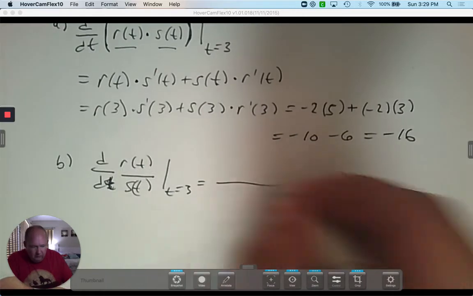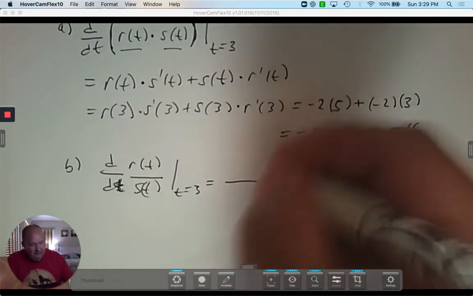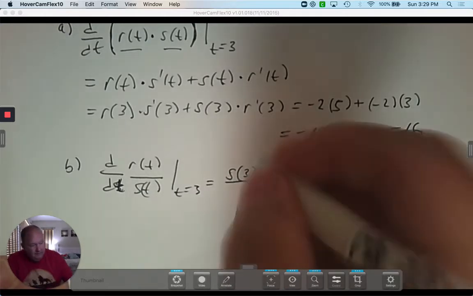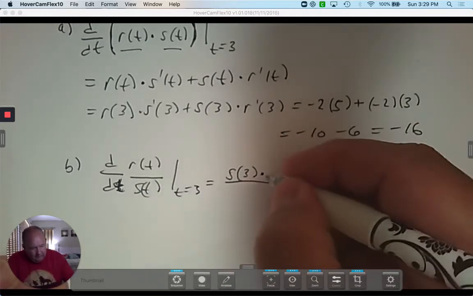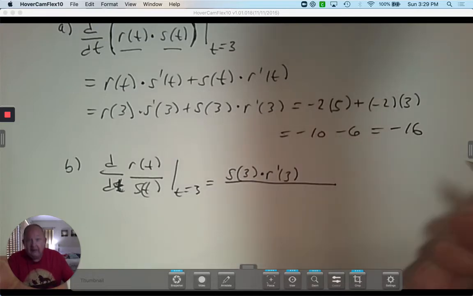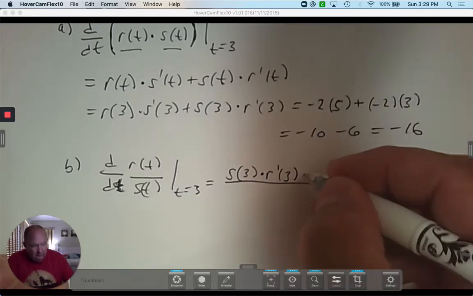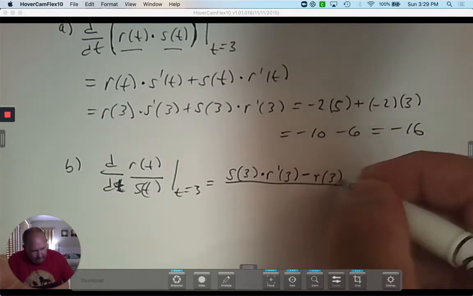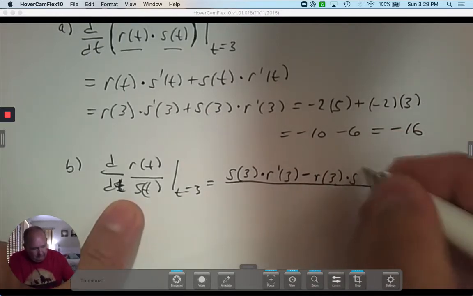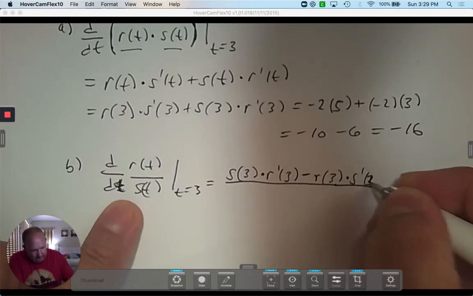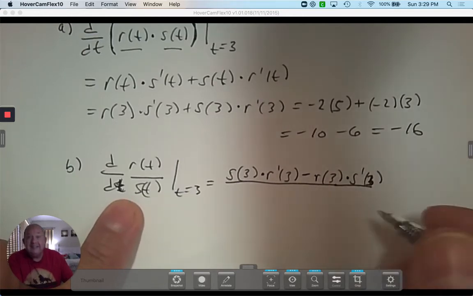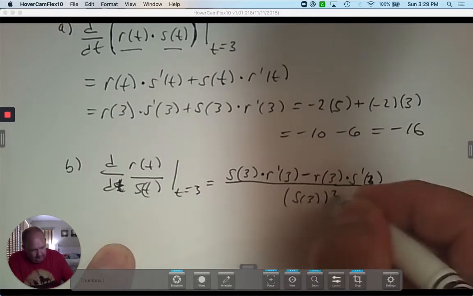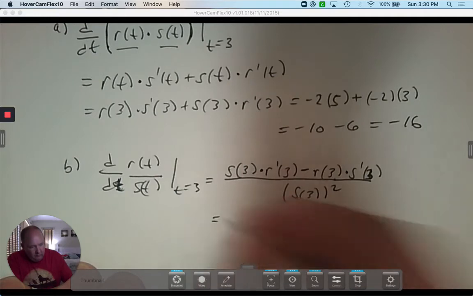So the quotient rule, nice healthy fraction line, is the bottom, and instead of t, I'm going to put 3 in right away, times the derivative of the top. Again, every time there's a t, I'm just going to put 3 in right away to save a little time. Subtract the top times the derivative of the bottom. And then the bottom squared. Now substitute in what you know.